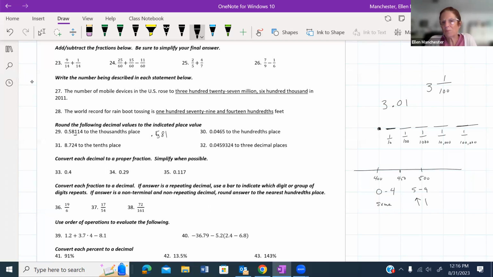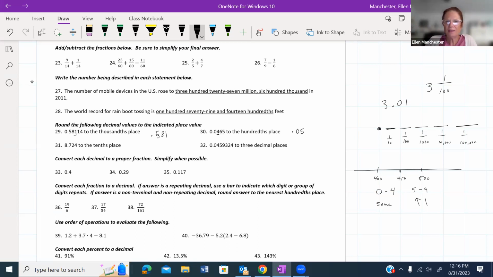Notice everything else gets dropped off. We don't care about anything else. All we care about is to the thousandths place. On number 30, we're going to the hundredths. So the hundredths, 2 zeros, so we're here. We look to the right. The 6 is between 5 and 9, so that's going to make my hundredths place go up 1, so 0.05. And all that means is 0.0465 is closer to 0.05 than it is to 0.04. That's all that means. It's just where it is on the number line, if you will.